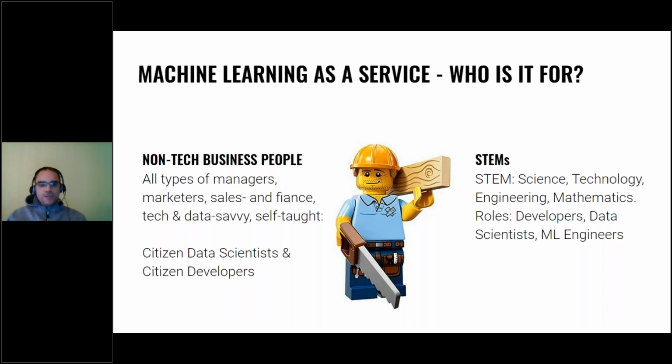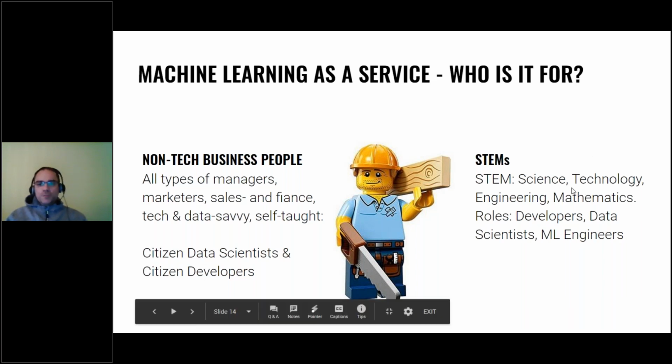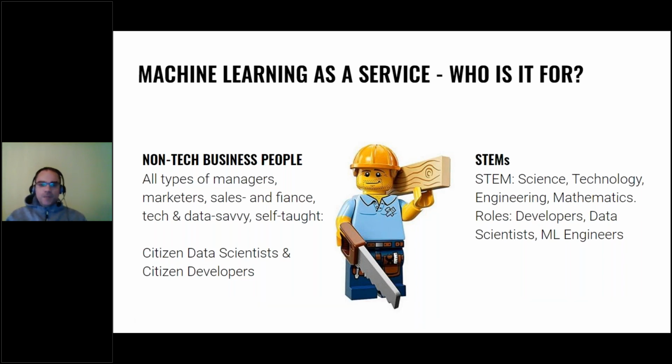And the same goes for citizen developers. These are not fully fledged professional developers, but people who have some rudimentary understanding. Many companies out there are offering drag and drop UI-based tools that enable you to build data science solutions or applications without having an in-depth understanding of how these applications work and how they should be built. The other target group are STEMs: science, technology, engineering, and mathematics. These people might be in different roles within enterprises. They could be developers, data scientists, or machine learning engineers.